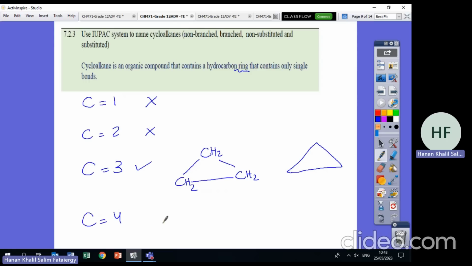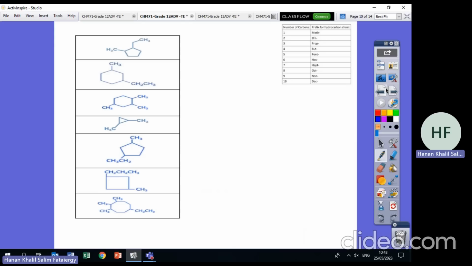Okay, what about C equals 4? It will be a square. C equals 5, it will be like a house. C equals 6, it will be like the hexagon. Okay, so this is a cycloalkane. Now, how do we name the cycloalkanes? Also, spare a few minutes to name them.